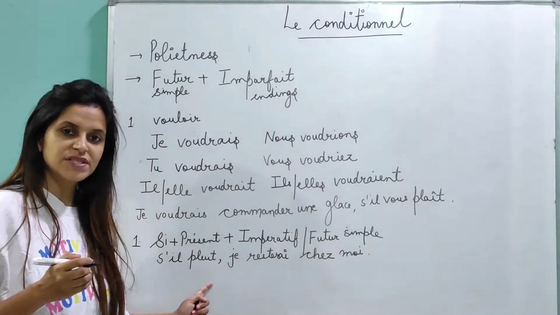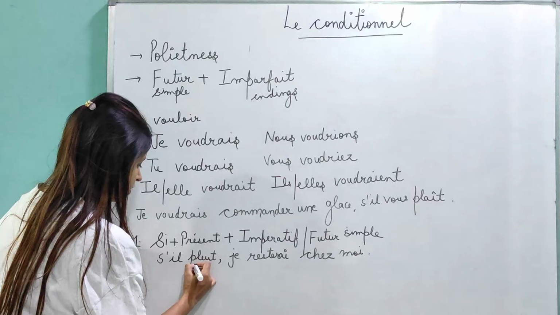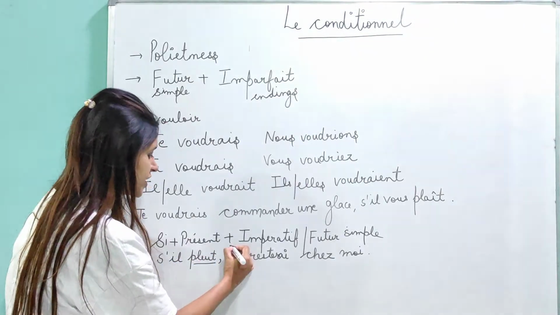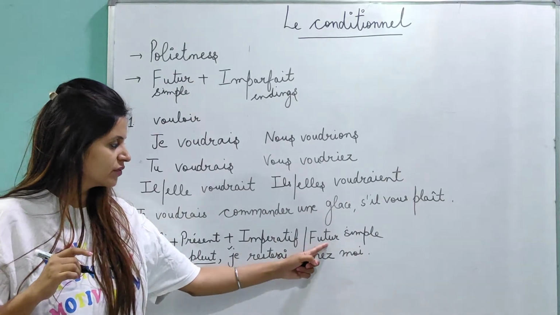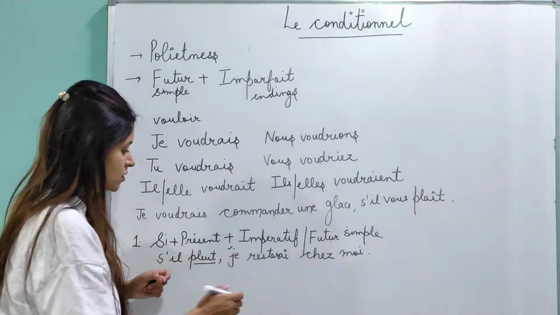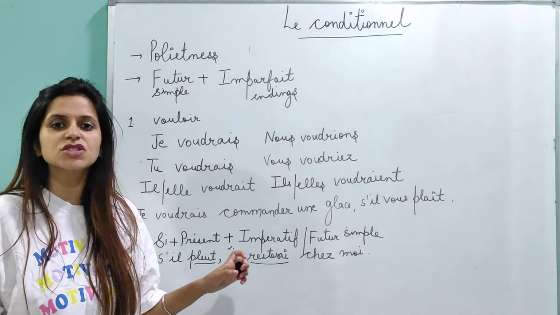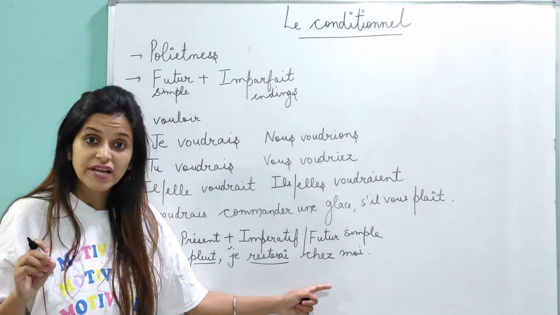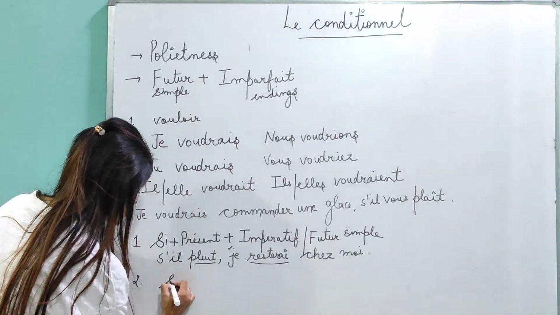Can you see what equation I have followed here? Si plus présent. S'il pleut. If it rains, so si plus present. The next verb, again I have a subject pronoun here. So if I have the subject pronoun, I am going to conjugate it with futur simple. Je resterai chez moi. So if it rains, these are hypothetical situations. If it rains, I will be staying at my place. Let's see the next one. So two equations you need to do.